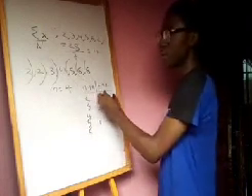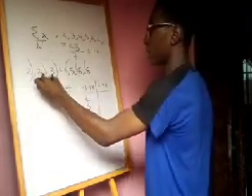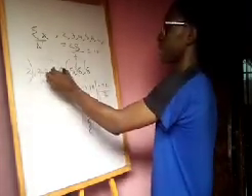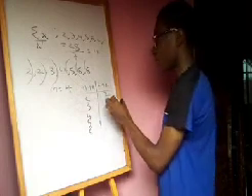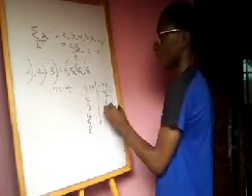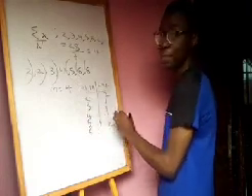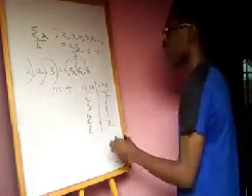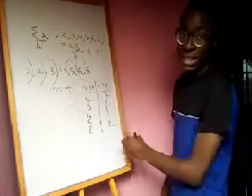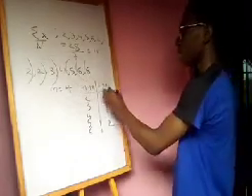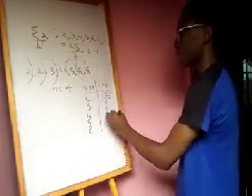So the frequency of 2 is the number of times 2 appears, which is 2. 2 appears twice. The frequency of 3 is the number of times 3 appears, that's once. The frequency of 4 is 1. 5 is 1. 6 is 2 because 6 appears twice in our data. So now the data with the highest frequency is the mode. You can see that 2 has 2 and 6 also has 2. So we have 2 modes here.